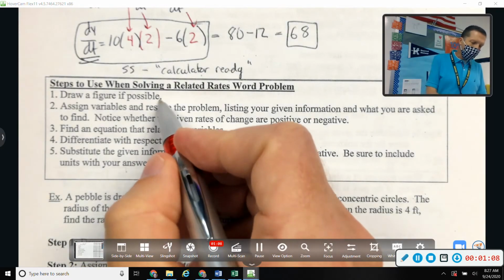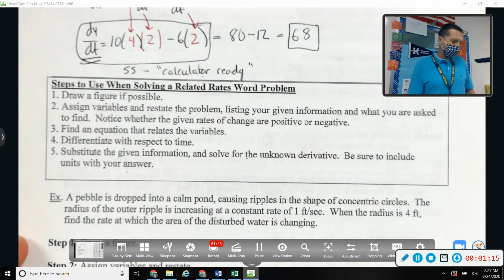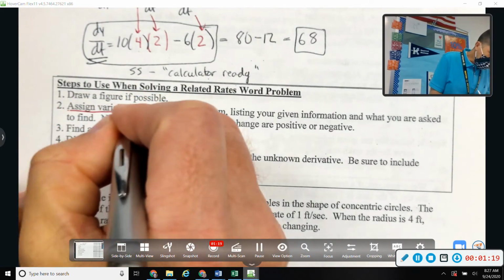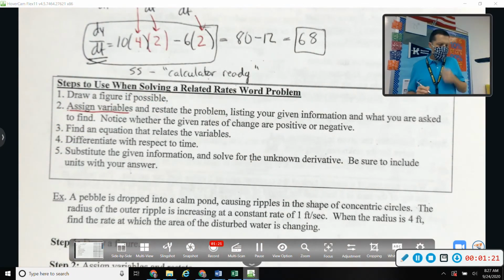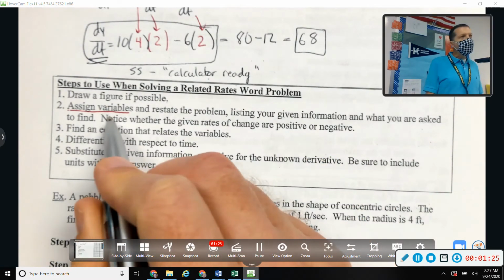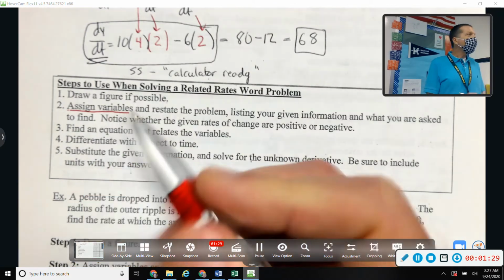Draw a figure if possible. Come on, you've been in math forever, and that's always a word problem tool, is draw a picture to help see what's going on. Number 2, assign variables and restate the problem. I think that means restate the problem in terms of your variables. So translate it into math.